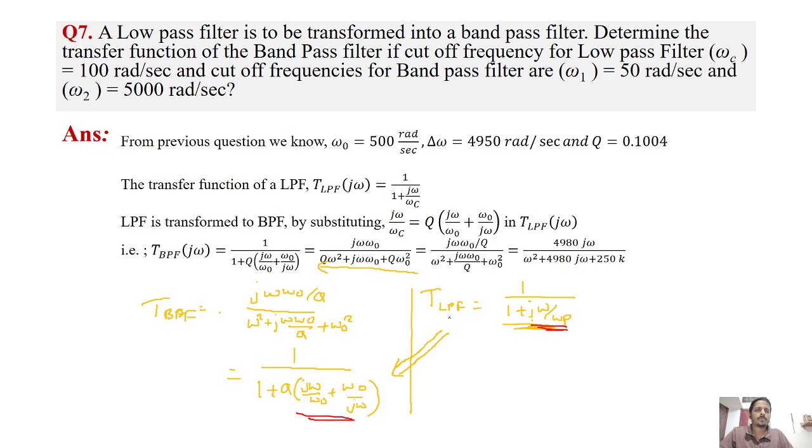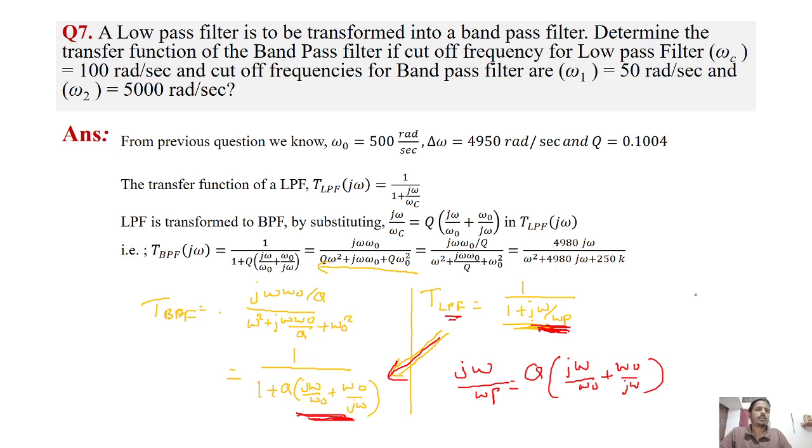This is the transfer function of the low pass filter. If I substitute this term with this entire term, that is Q into (j omega by omega naught plus omega naught by j omega), so j omega by omega p equals this term, I will get the transfer function of the band pass filter, correct? Yes. So j omega by omega p equals Q into (j omega by omega naught plus omega naught by j omega). This is how we transform that.